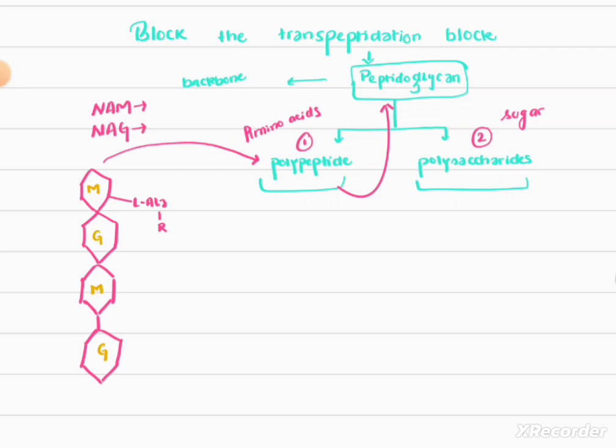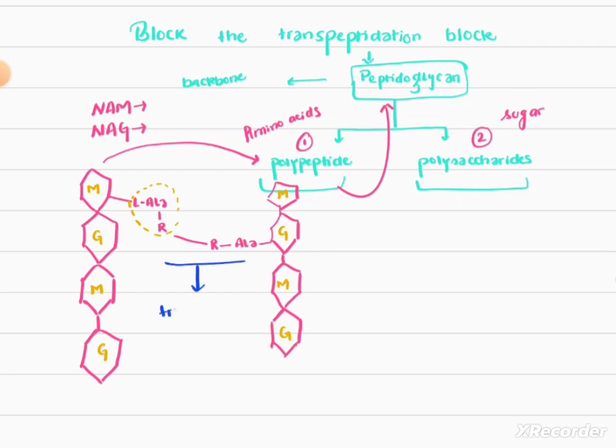So here we have the proteins or the chain of amino acids. So this chain of amino acids basically connects with the other chain of amino acids of another sugar chain. Now we have two sugar chains and between them is a bond. This is known as transpeptidation.